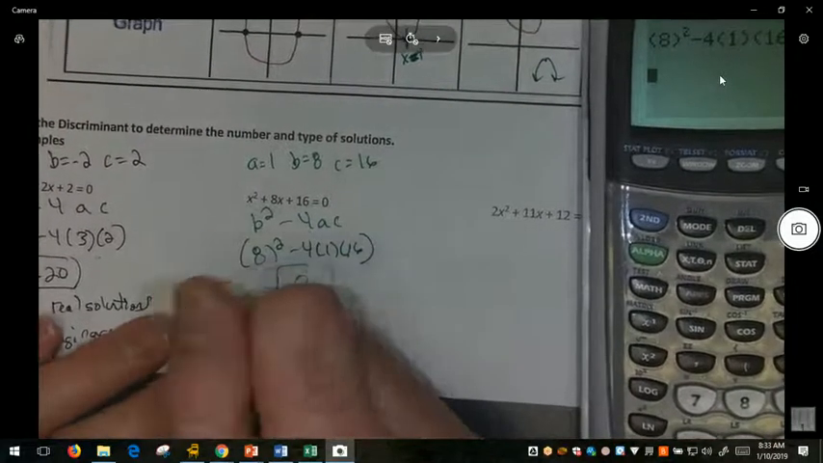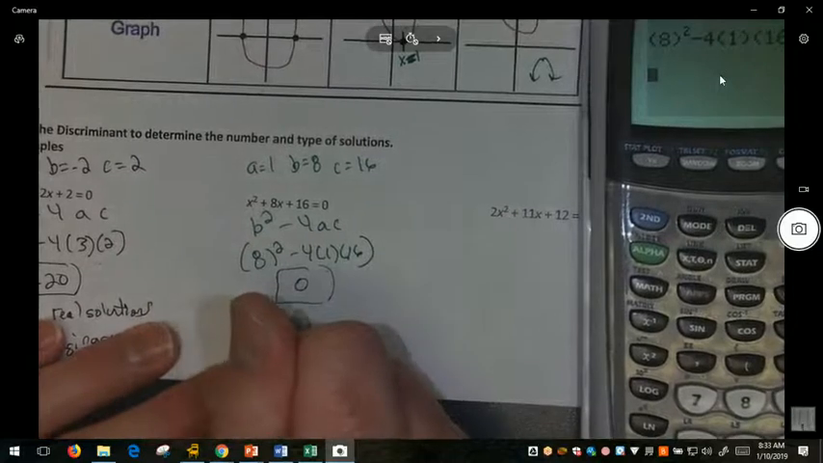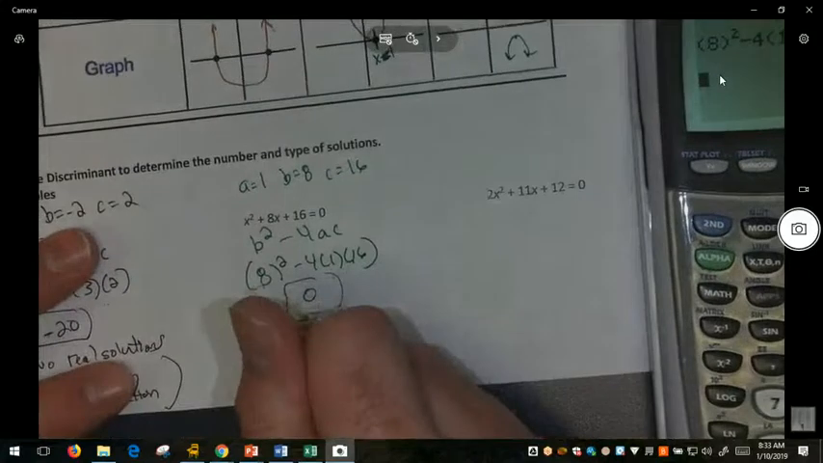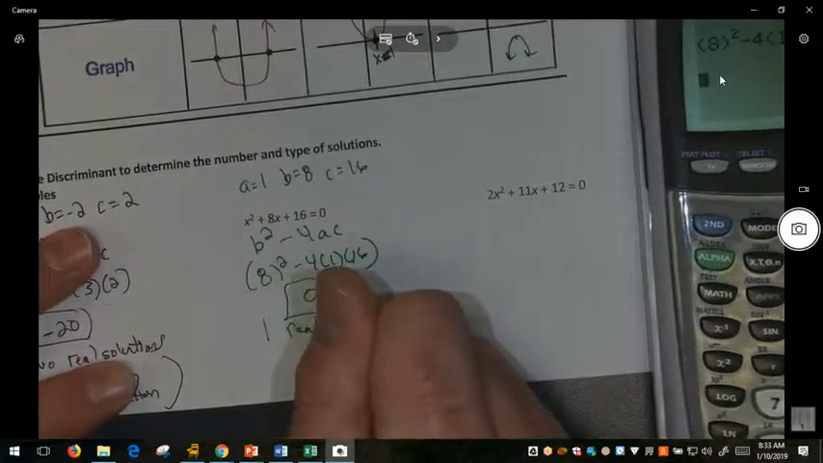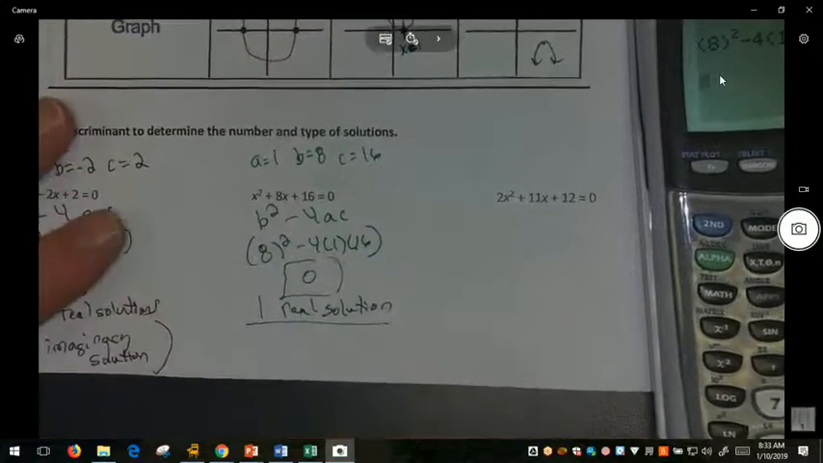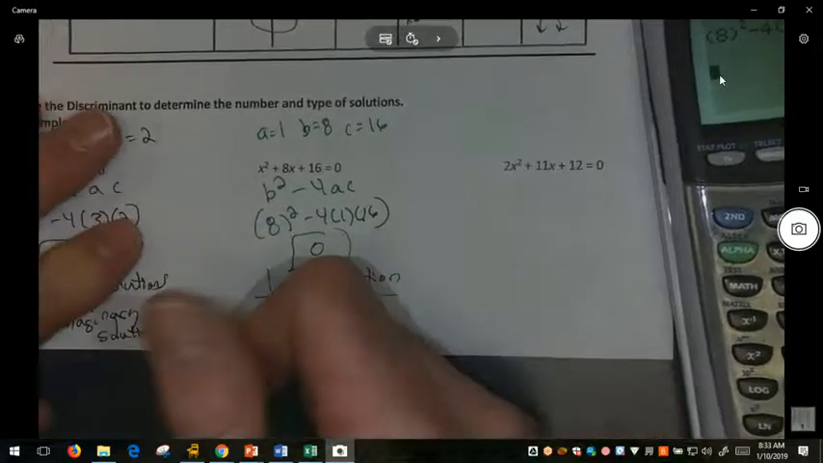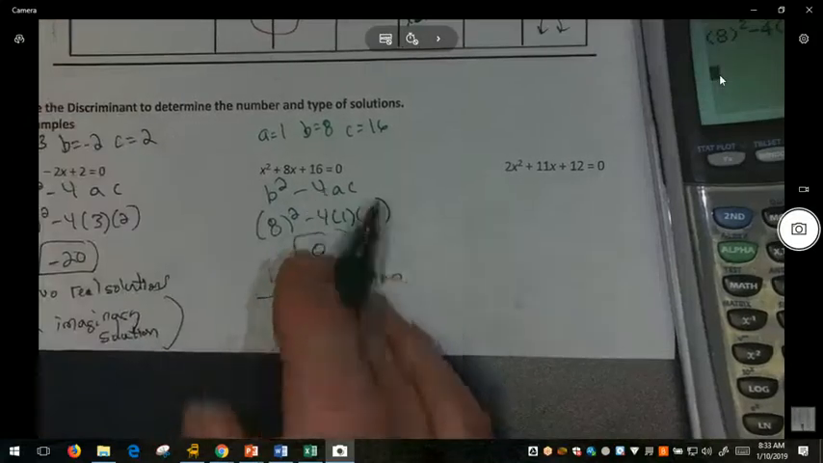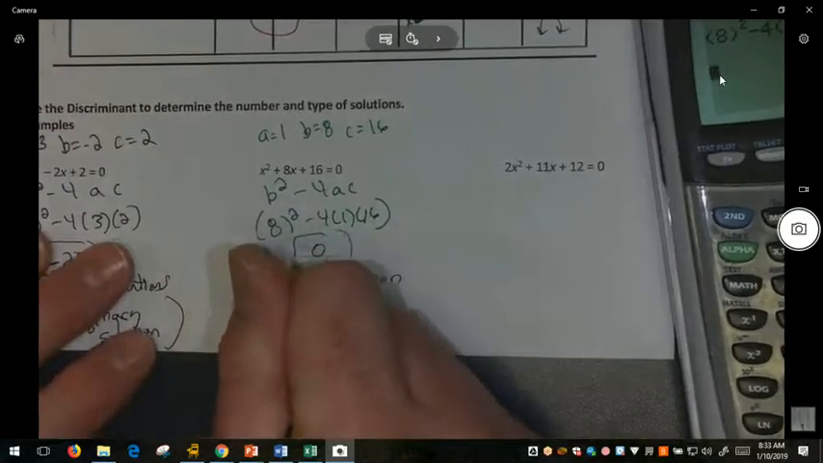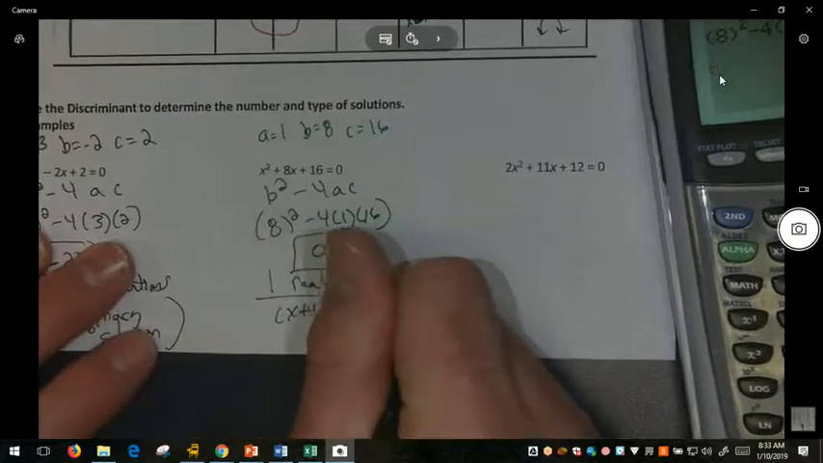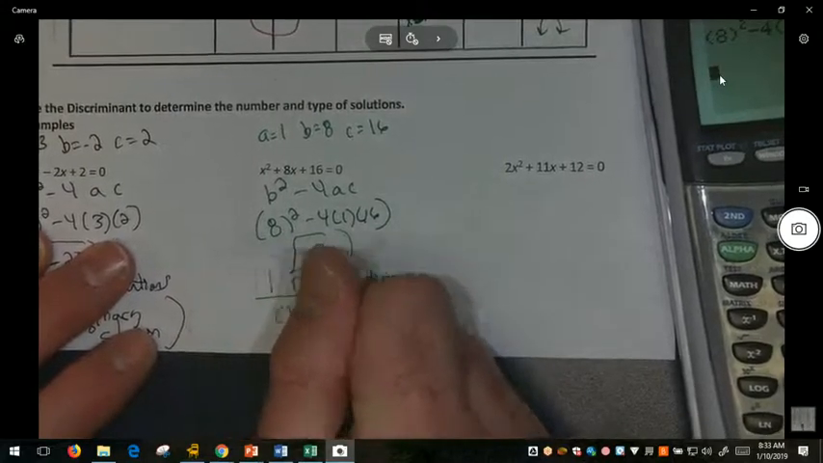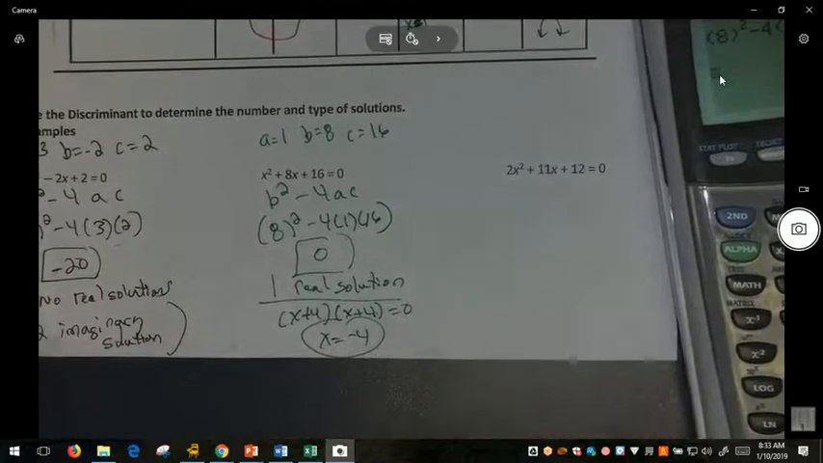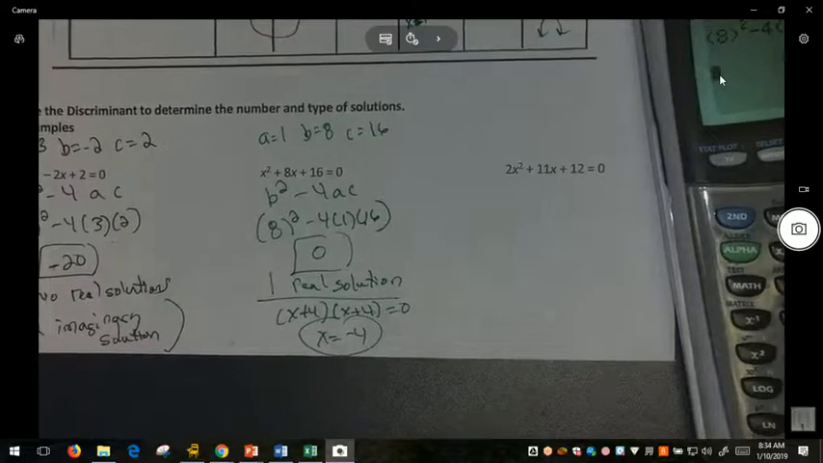So our discriminant is 0, which means we have one real, and you can check the table above, when the discriminant is 0, we have one real solution. And I can actually solve this one, usually by factoring. It should be factorable. If I go to factor this one, I have x plus 4 by x plus 4. So x equals negative 4. It's a double solution because it comes from two factors. Let's take a look at the next one.